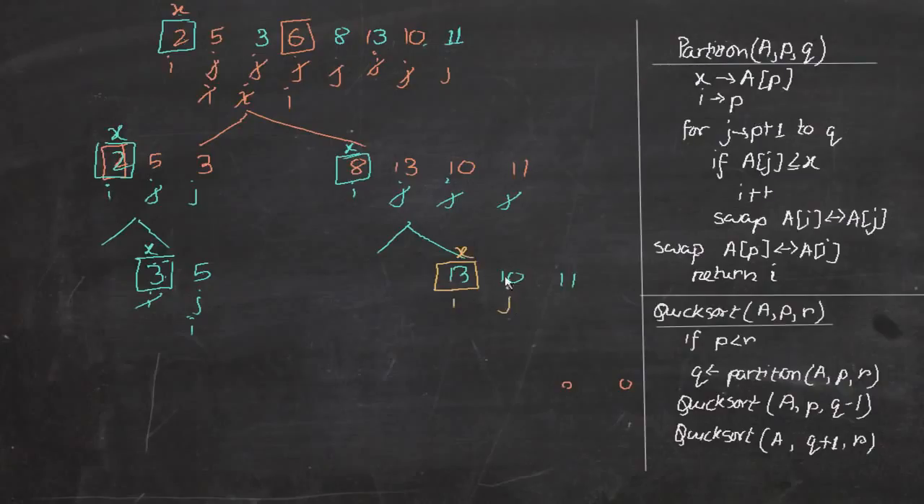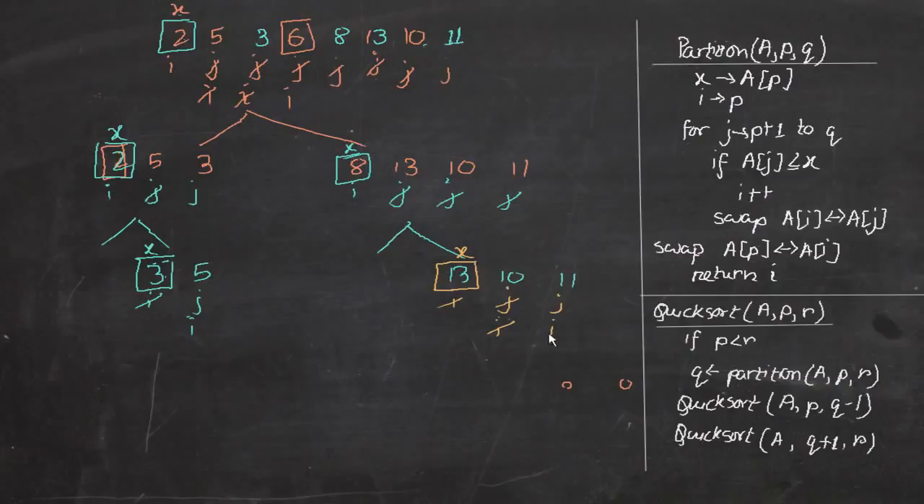Well, AJ is less than x, so we increment i. i comes here, all right, and then AI and AJ. We swap AI and AJ. Well, AI and AJ are the same thing, so we don't need to swap. So we move on to the next j. Again, i is incremented because AJ, 11, is less than 13. So i comes here.